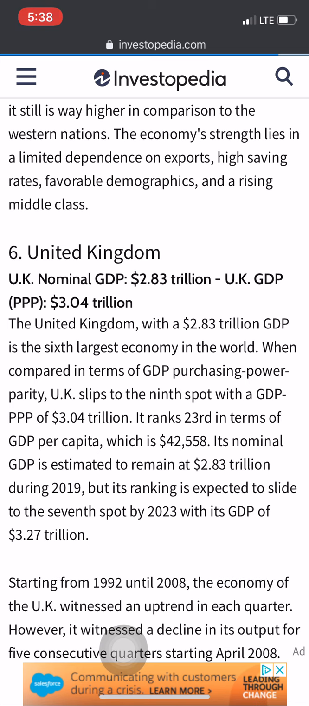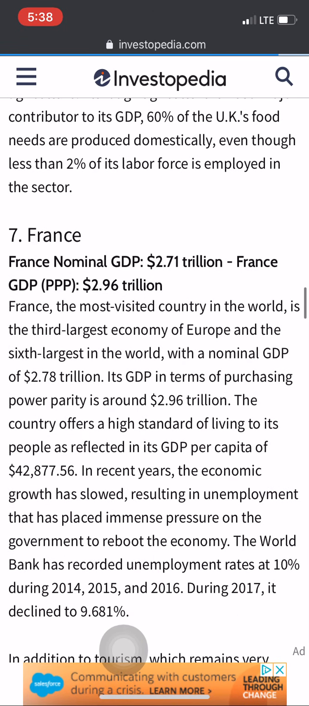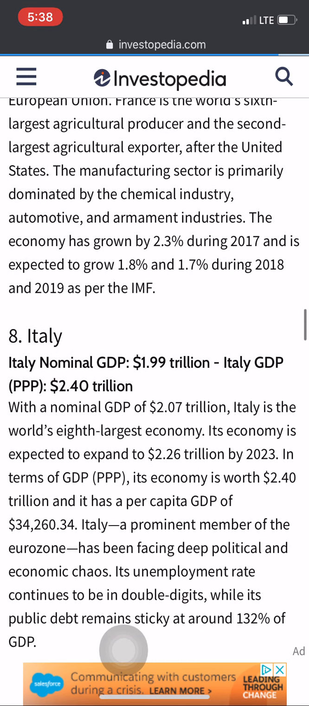Why? Because again, the UK is a developed country, and the cost of living is very high. Just look at London, it's just astronomical. Now look at France. Nominal GDP is 2.71, GDP PPP is 2.96. Not that much of a difference. Again, Italy, nominal 1.99, PPP 2.40, almost 0.40 difference.